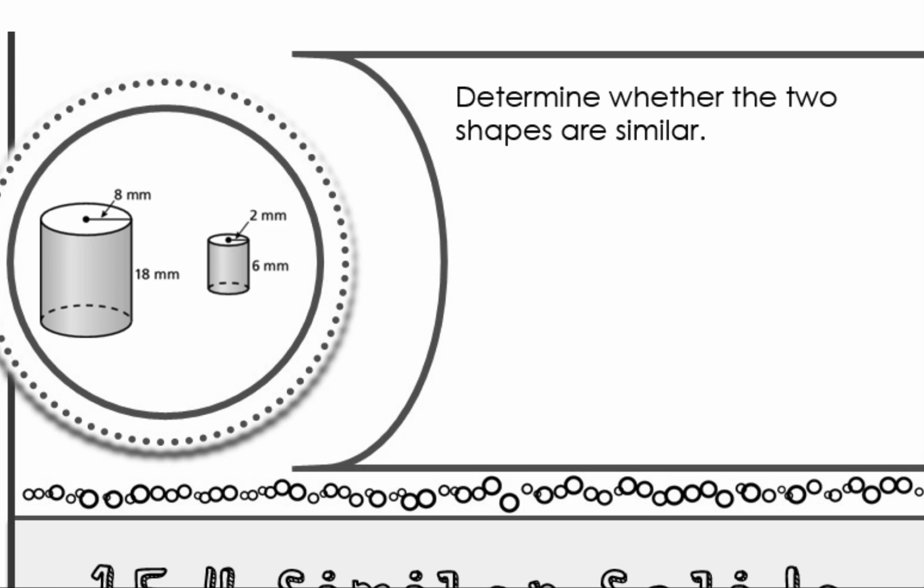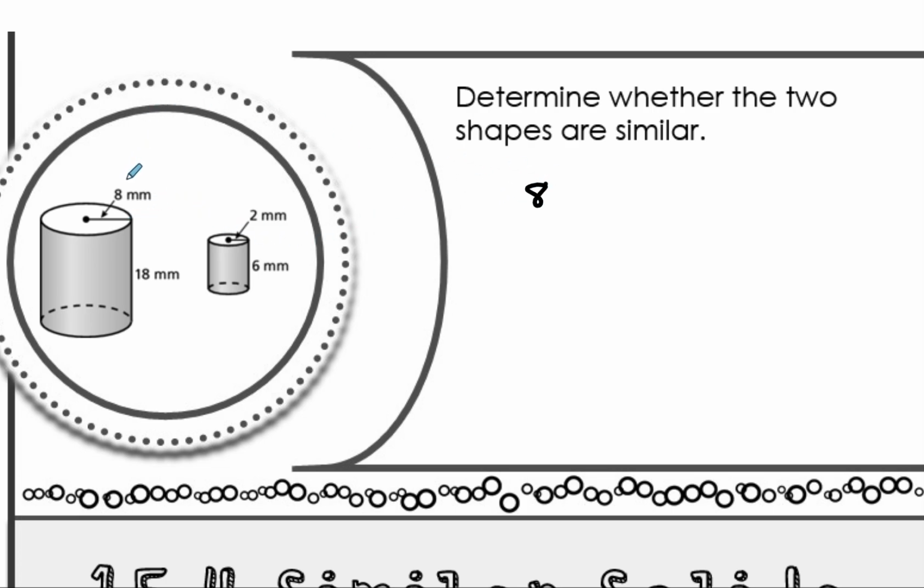Today we are reviewing 15.4 similar solids. For our first type of problem, we are determining whether two shapes are similar. So here we have two cylinders, and we are going to write the side lengths as a ratio, and then we're going to compare the ratios to see if they're the same.